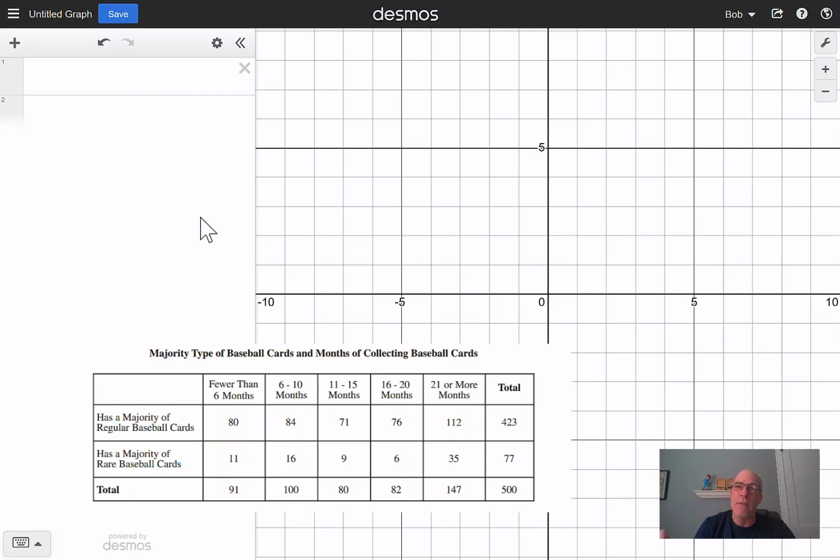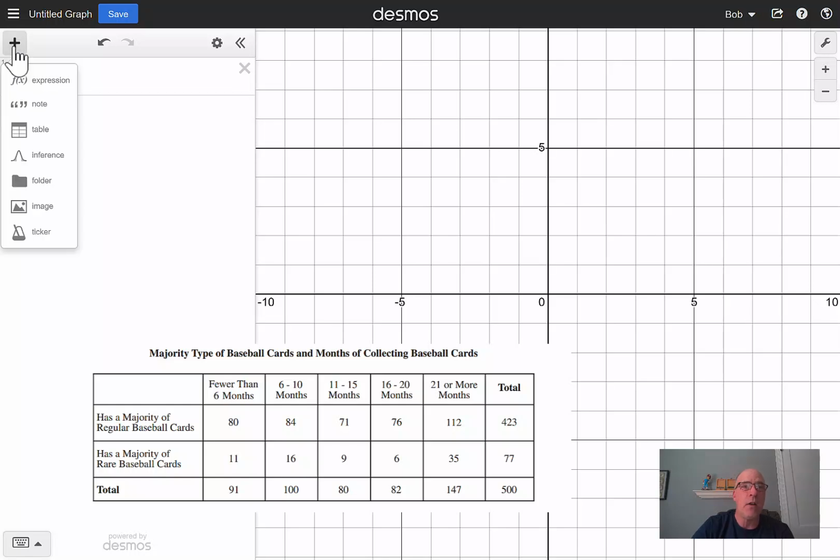But the second half of the question asked students to name the procedure we could use to see if there is a relationship between how long someone has been collecting cards and the type of cards they might have. Now, students in this particular question were not asked to do the full chi-squared test for association. But I do want to show you how you can do this now, because it's very exciting how chi-squared is done with the new Desmos features.